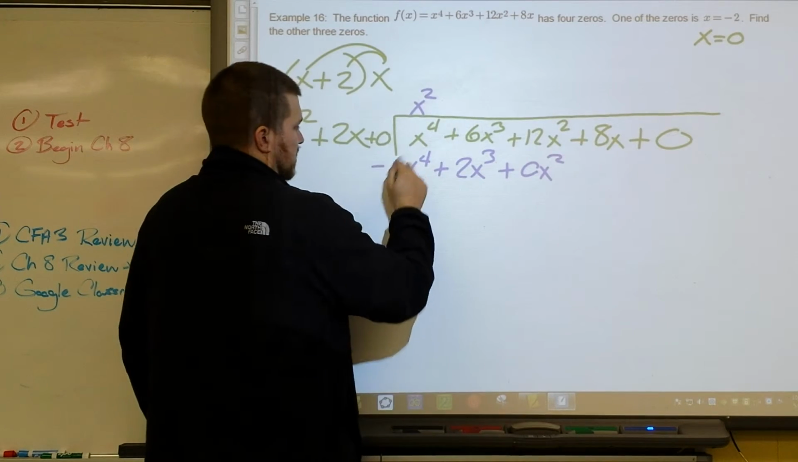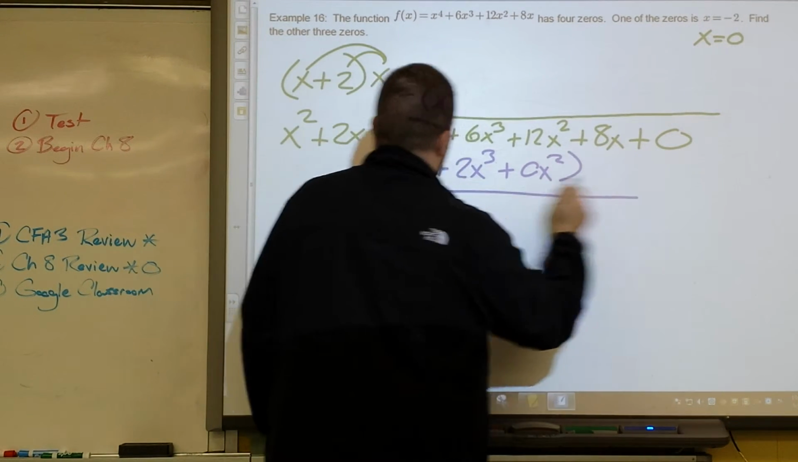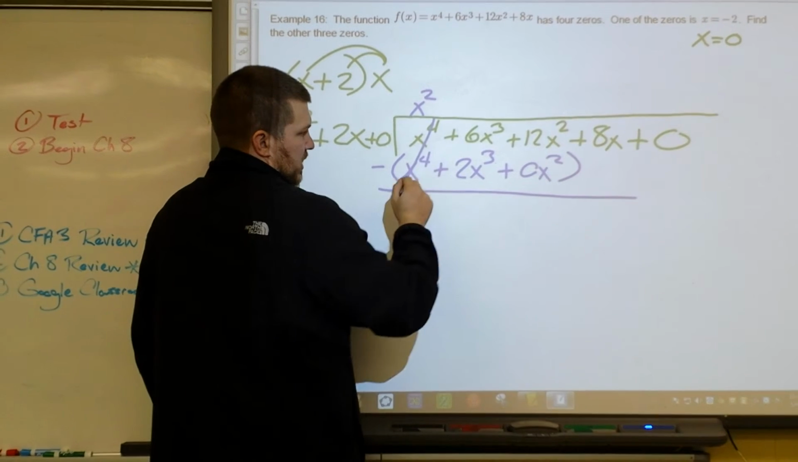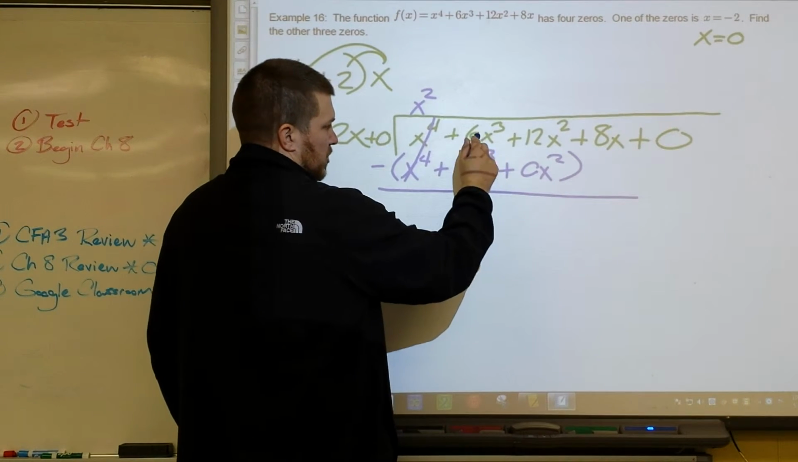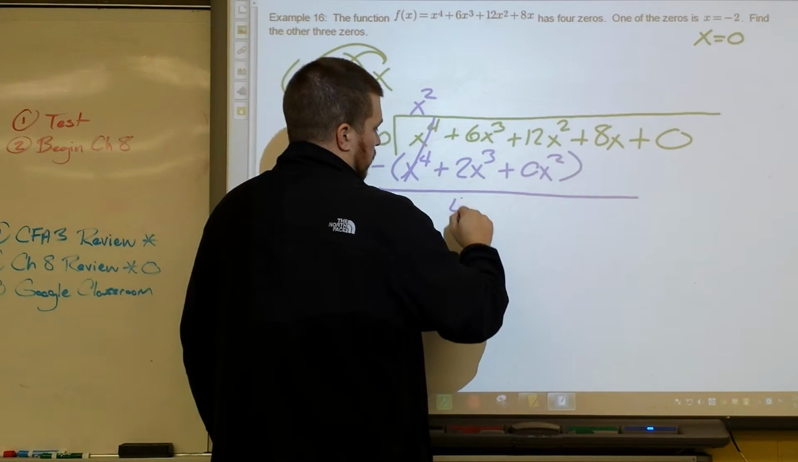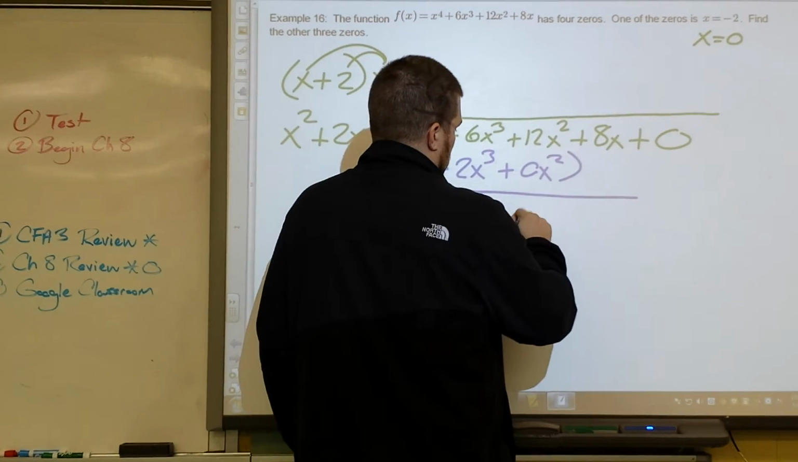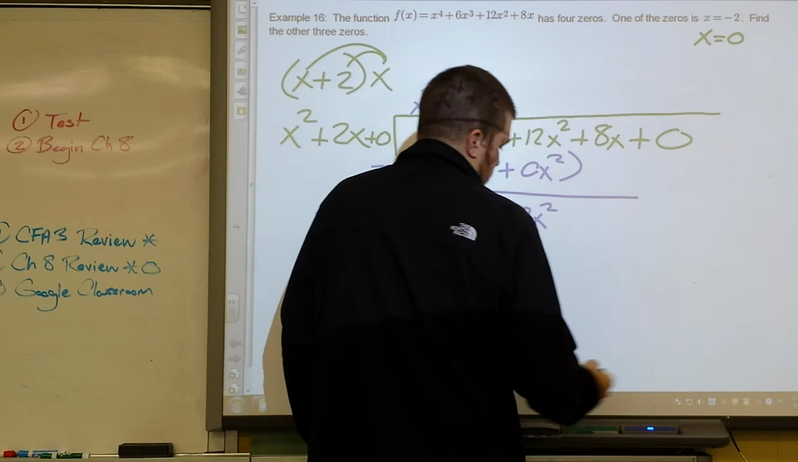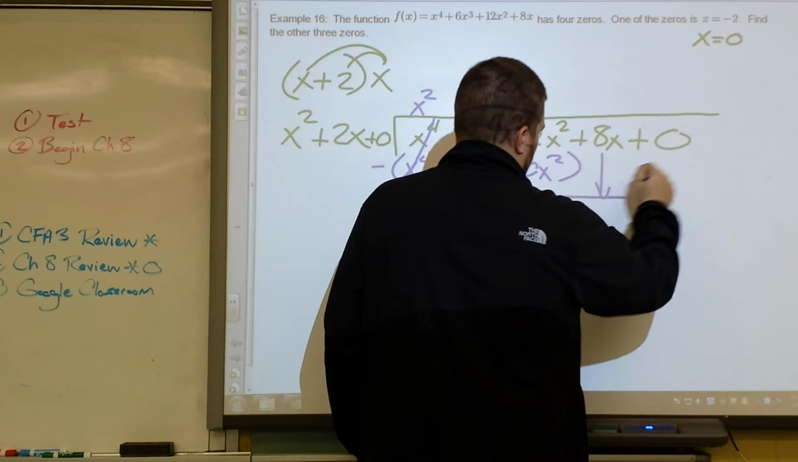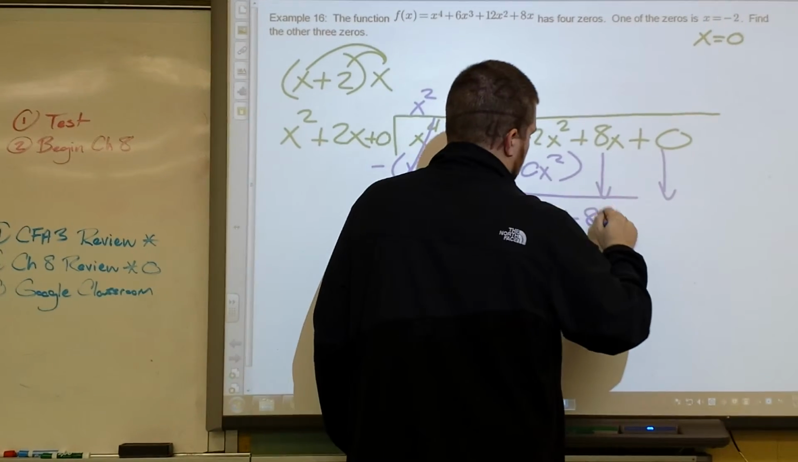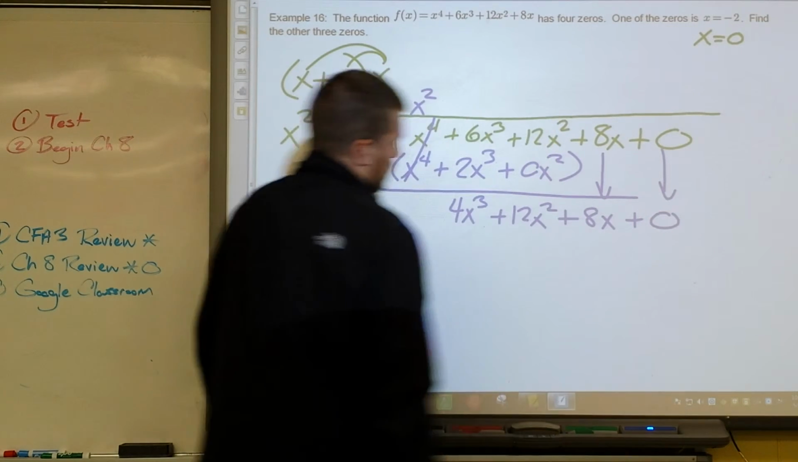And now the next step says we subtract. The first piece should always cancel out. Then you just subtract like normal. 6x cubed minus 2x cubed is 4x cubed. 12x squared minus 0x squared is still 12x squared. And now we just bring down the remaining pieces. So plus 8x plus 0.